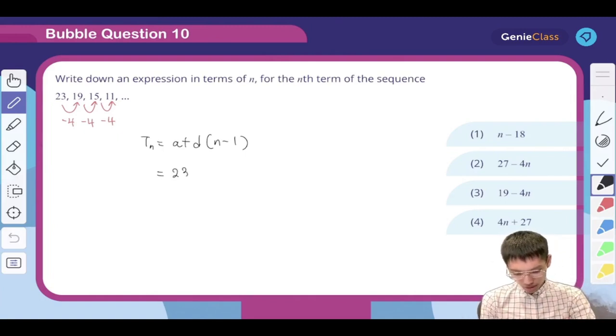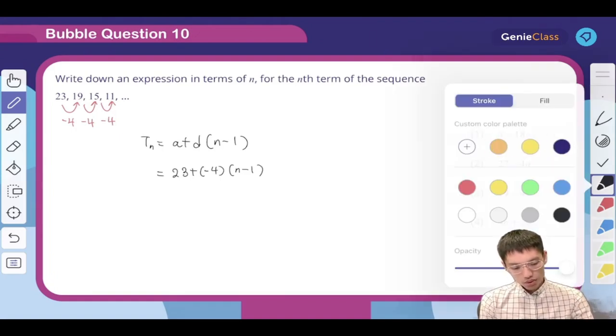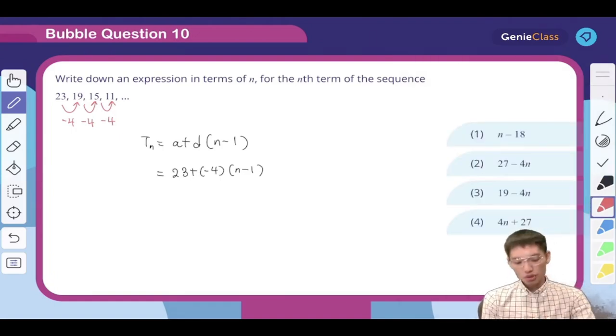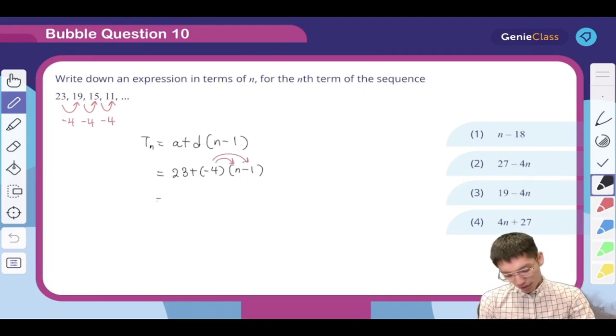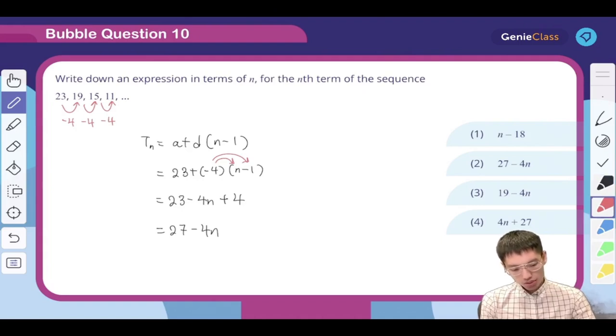My first term, 23, plus d, following the terms, plus minus 4 and minus 1. Again, that's where you realize we start from revising my distributive law over here. And you have 23 minus 4n plus 4. That's where I have 27 minus 4n. Again, just check your algebraic manipulations. It shouldn't be an issue here.